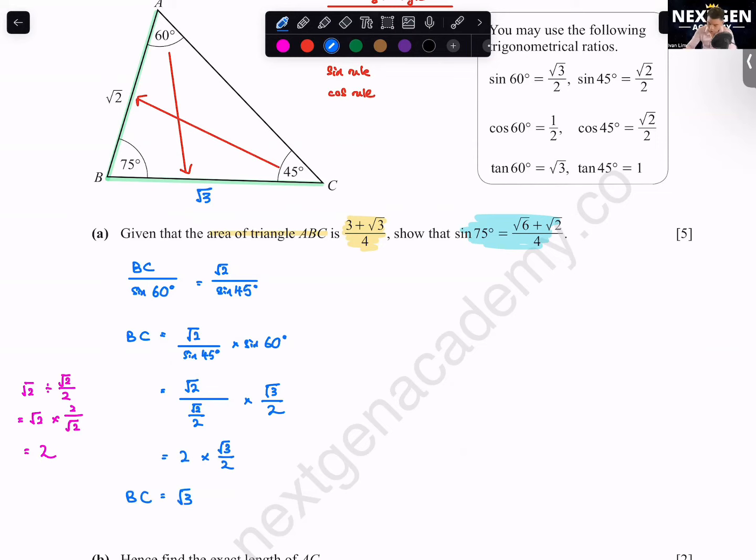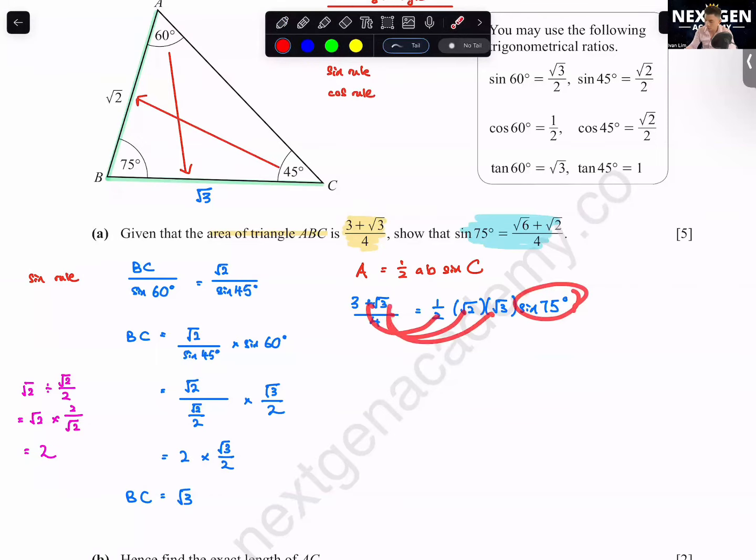Now I can put it into the area formula, 1 over 2 AB sin C. By the way, the first one that we did is your sine rule. This one, 1 over 2 AB sin C, is your area. Let's substitute it in. The area that was given to us, 3 plus √3 over 4, equals 1 over 2 times √2 times √3 sin 75 degrees. Do I want to solve for sin 75 degrees? No, we don't need to. We just want to make it the subject.